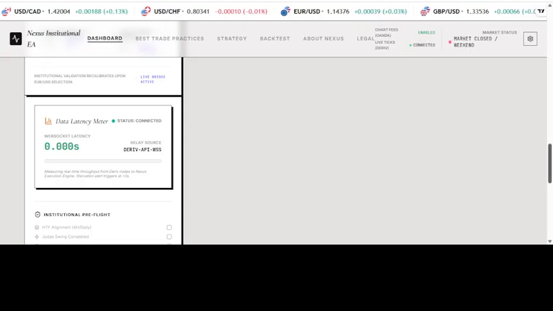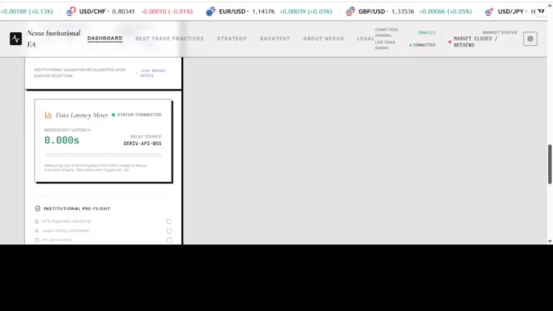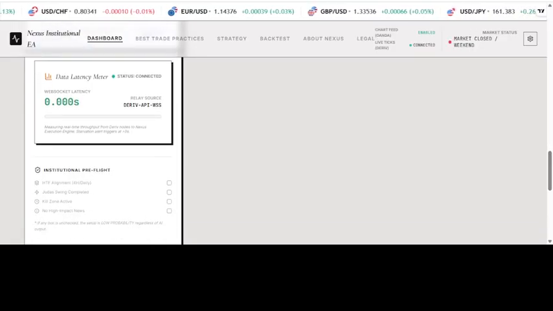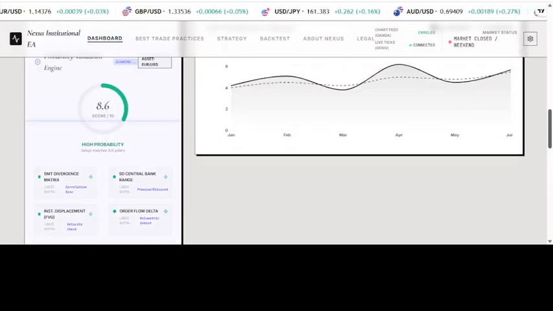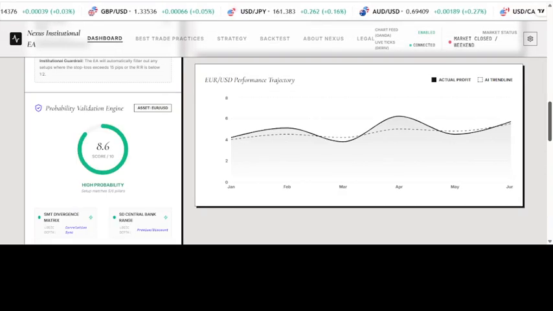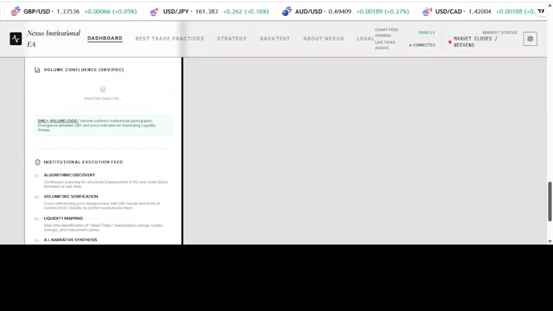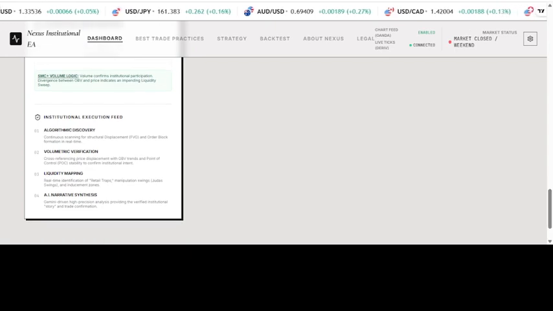And then what you would see here, once you set a particular asset, like we have it on Euro US dollar here, we check the data latency meter, make sure the data is running correctly from the price feed, the WebSocket price feed, to the trading engine here. Look at the high probability engine, make sure everything is in alignment. And then we also have here the institutional execution feed.